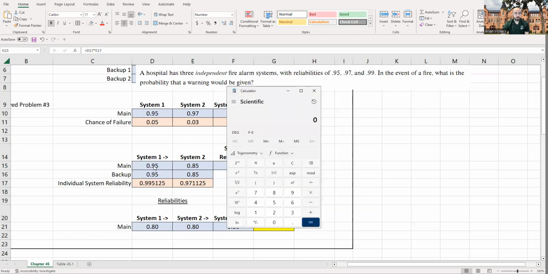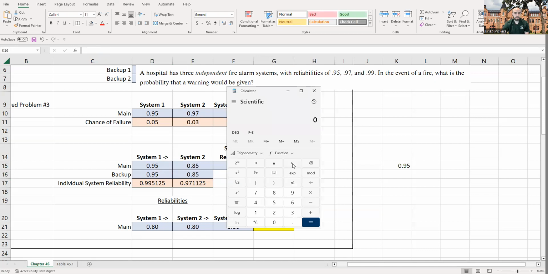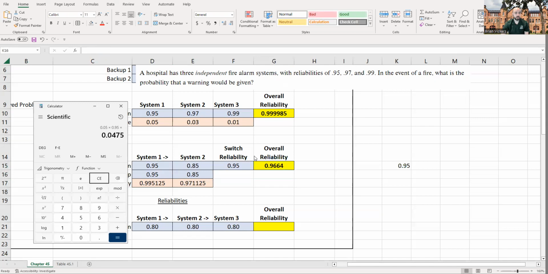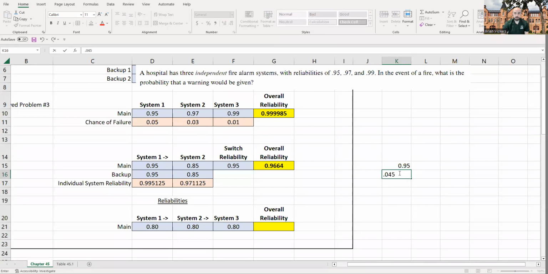Let's do some of that by hand. So let's say I have system one, I've got 95%. We know that that's the reliability. I would just write that down off to the side. Now, what are the chances that I need a backup? I have 1 minus 0.95, so 5% of the time I need a backup, times 0.95, which is the backup system reliability, and then 95% chance that the switch works. That gets me an additional 0.045125. 0.045 is probably good.